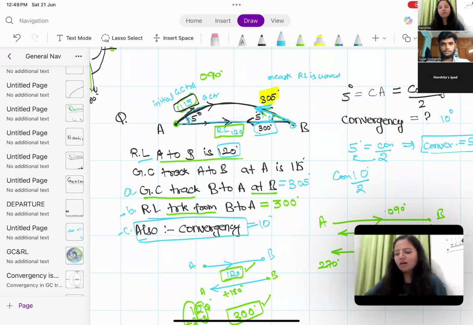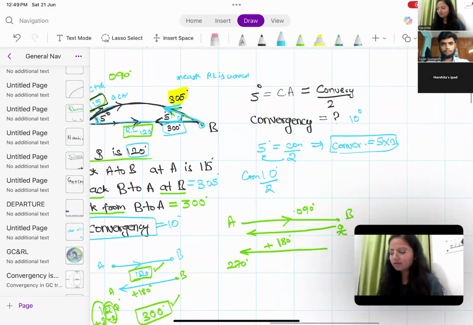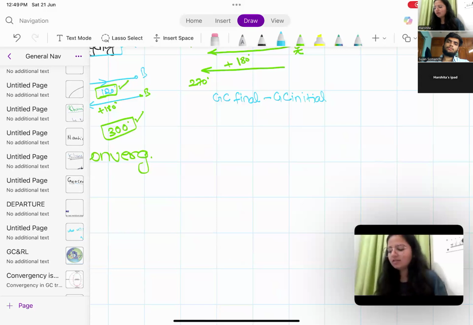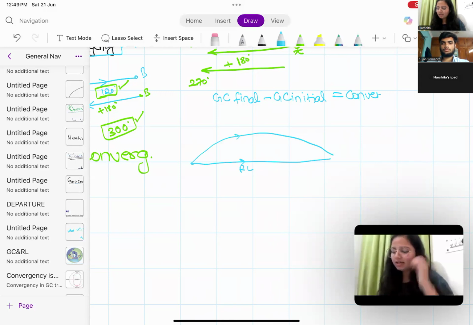Now, there is one more approach to this question. When I say that GC final, the great circle track final minus great circle track initial is equal to convergency. That means this is my rhumb line, this is my great circle track, this is my initial track, right? And this is my final track.